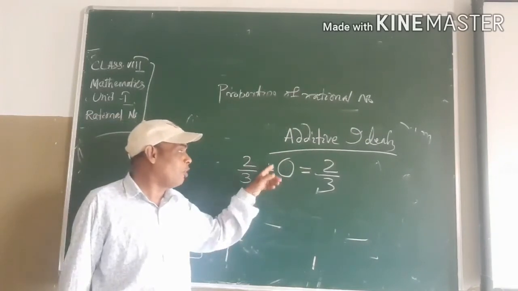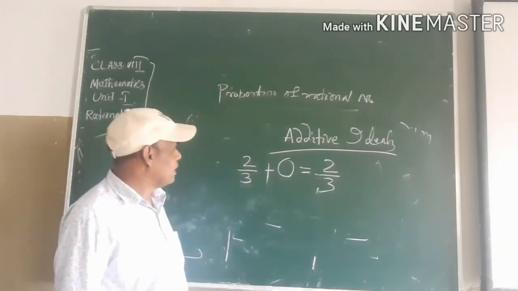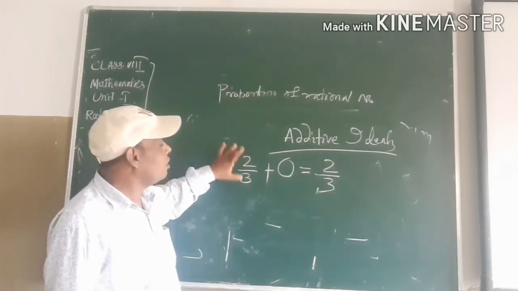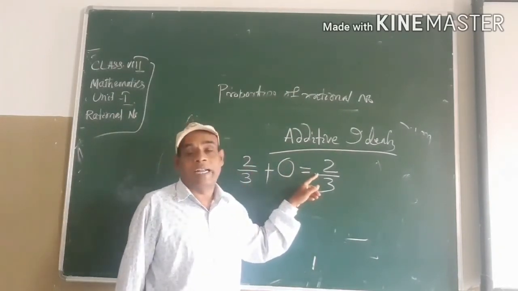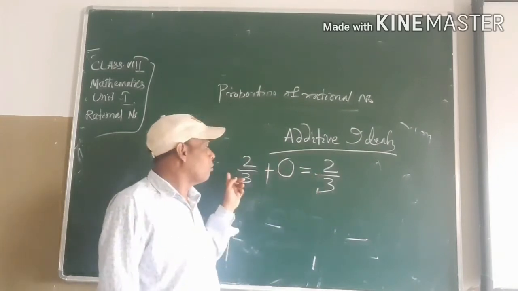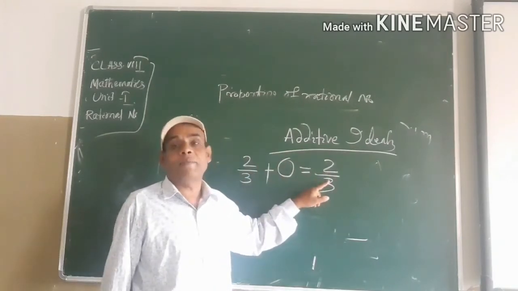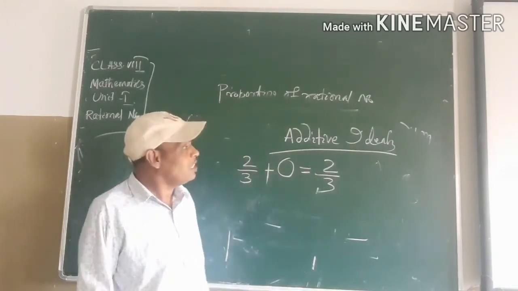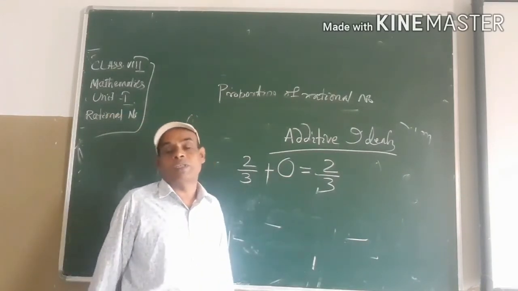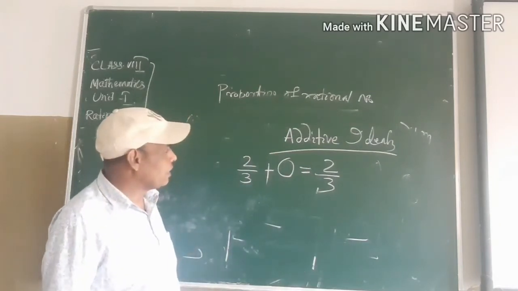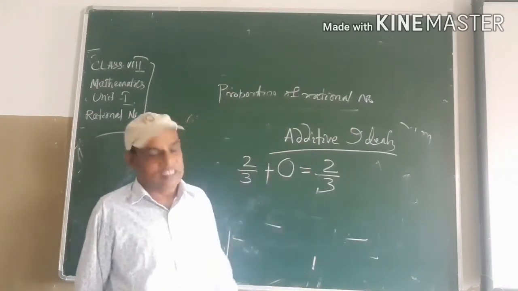So you have to remember, 0 is the additive identity. Because whenever a rational number is added with 0, we will get only that rational number. Any rational number, when added to 0, gives the same rational number. So this is called additive identity, or you can say zero property of identity, otherwise you can say 0 is called the additive identity.